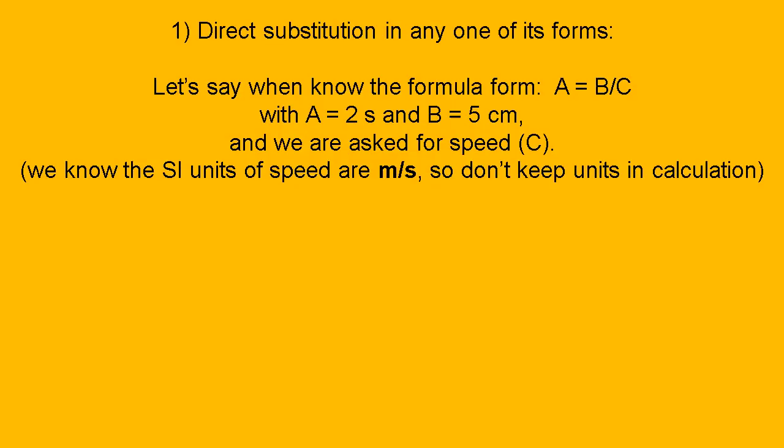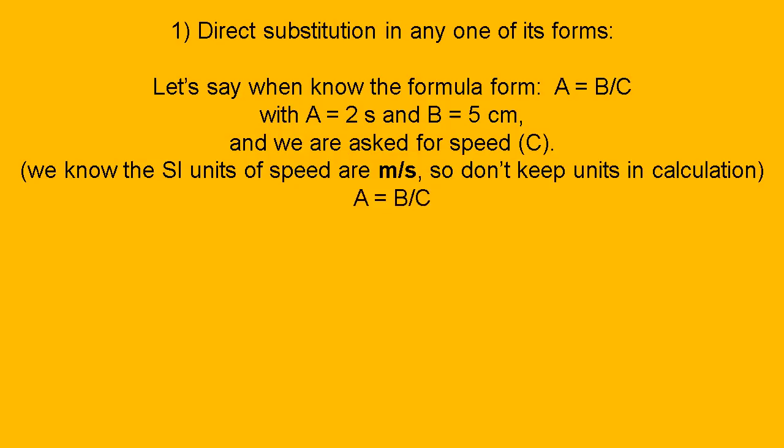Let's say we know that the formula in the form A equals B over C, where A is 2 seconds and B is given as 5 centimeters, and we are asked for speed, which is the 3rd letter C. We know that the basic units in the SI system for speed is meters per second. So we don't have to keep the units in the calculation.